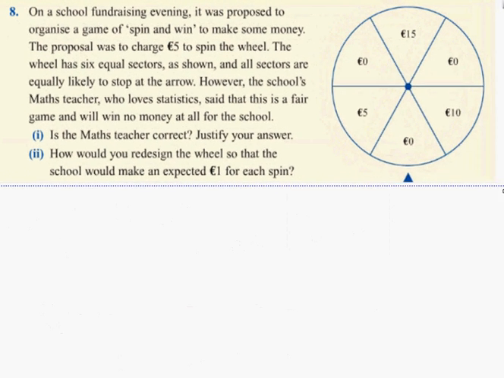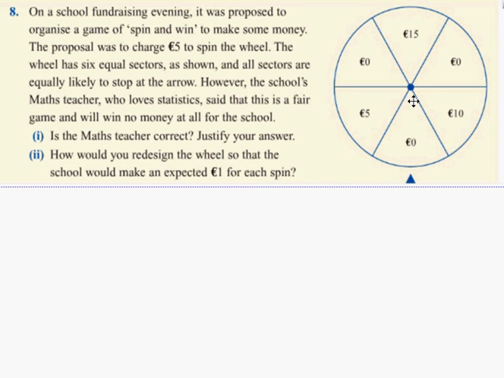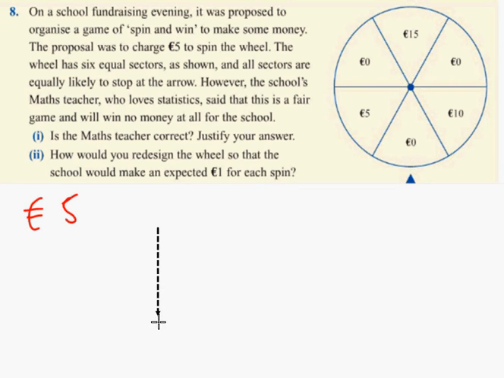Okay, so it's a school fundraiser. It's spin the wheel. The proposal is to charge €5 to play the game, and it has 6 equal sectors and they're equally likely to happen. So what does that mean if they're equally likely to happen? It's fair, so it's a 1 in 6 chance. There are 6 different parts, 1 in 6 chance, okay?